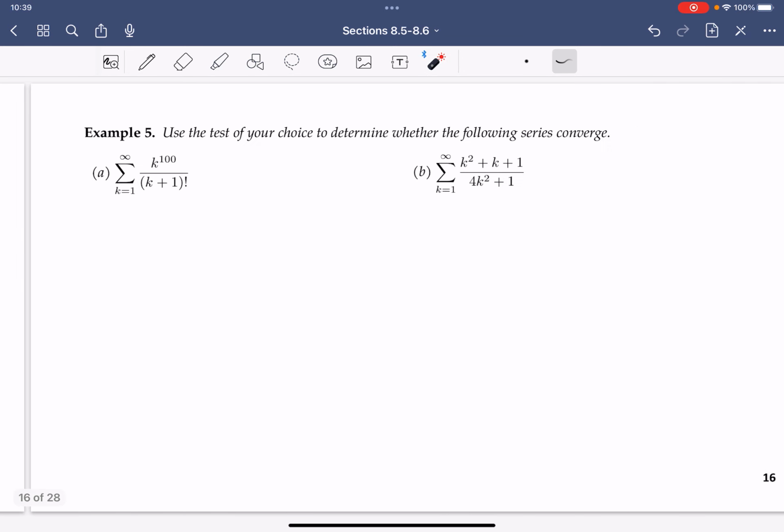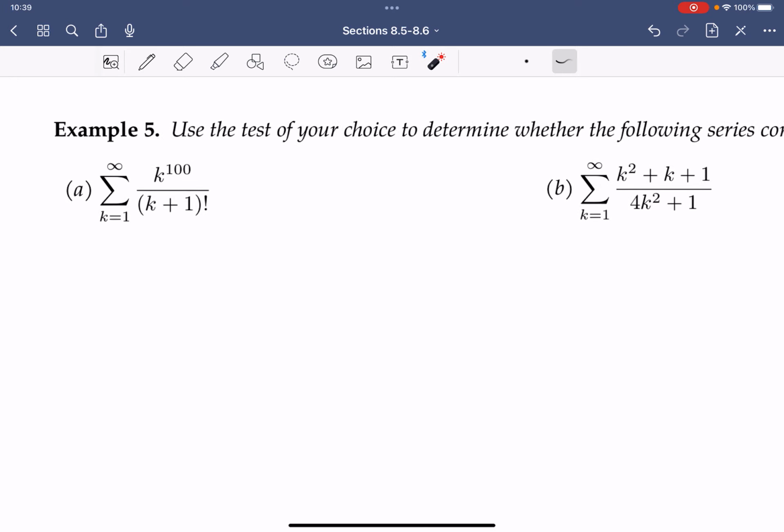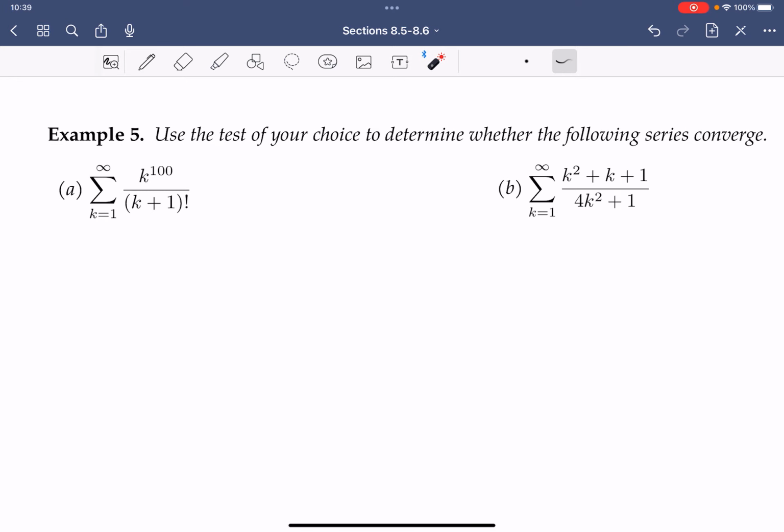Okay, first of all, let me start today by looking at example five. Use the test of your choice to determine whether the following series converge. So basically they ask you whether the series is convergent or divergent. Part A: let's start with the summation of K to the 100 over (K plus 1) factorial, K starting from 1 to infinity. This one you should be able to do immediately. I told you that if you see a factorial here, you have to use the ratio test, okay? So the keyword here is the factorial.